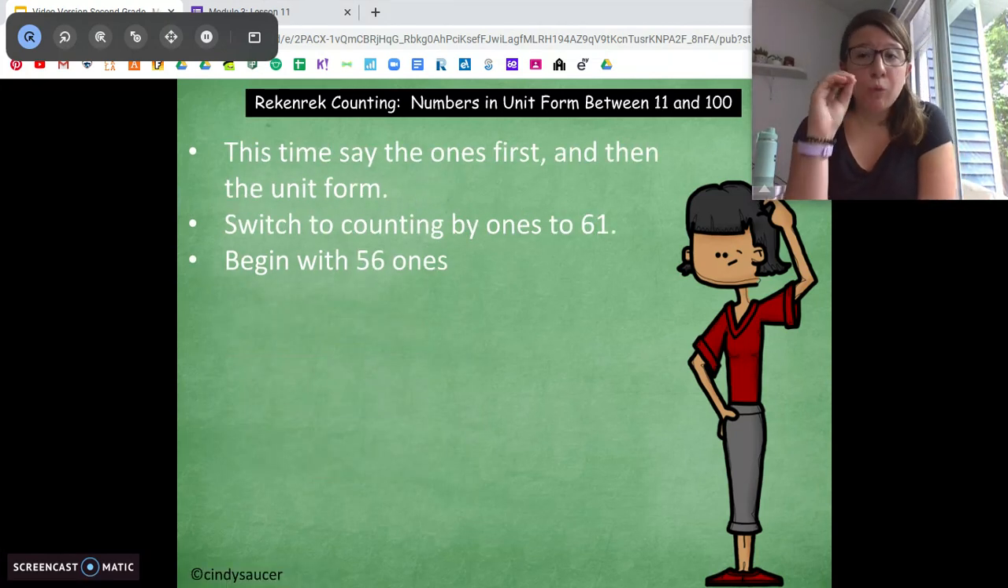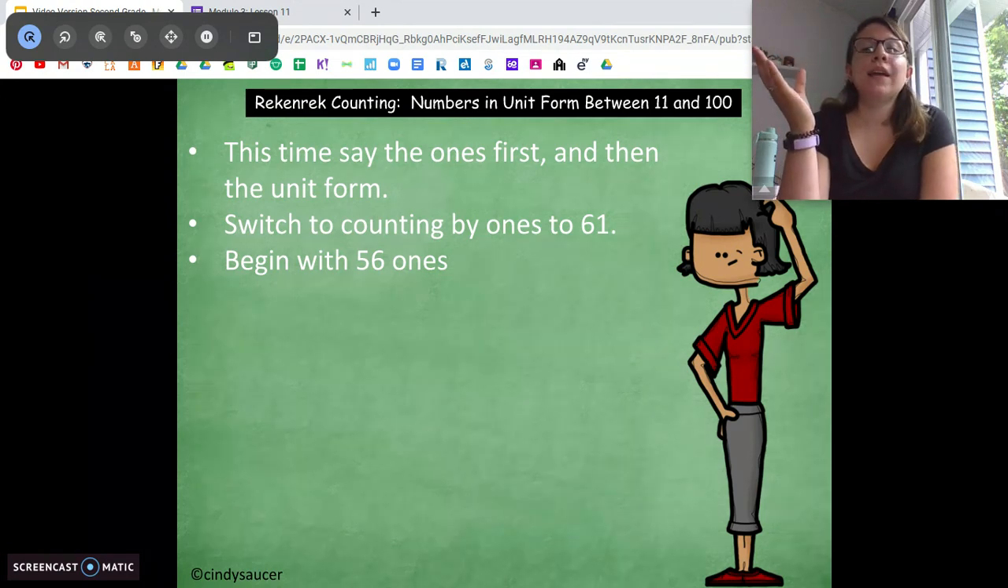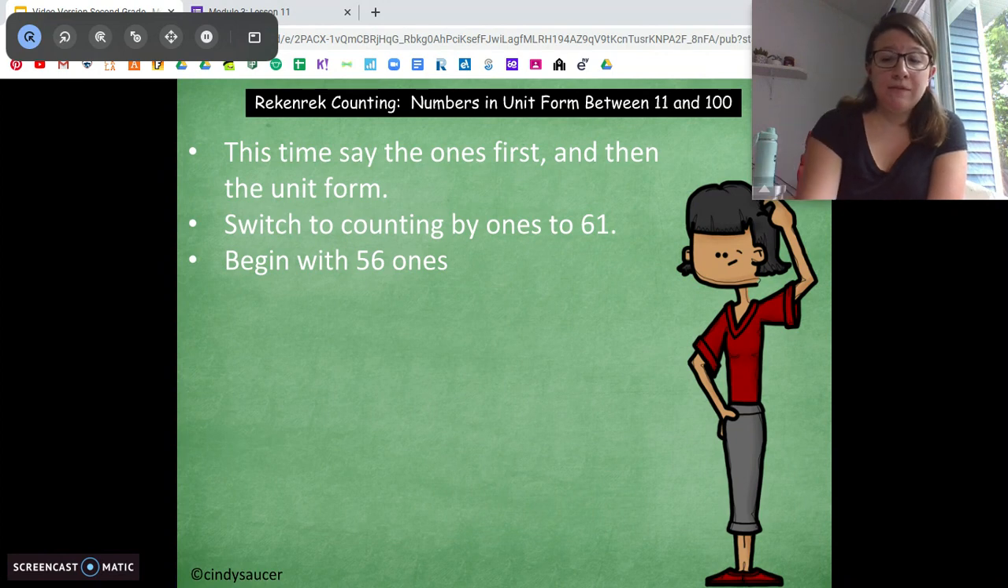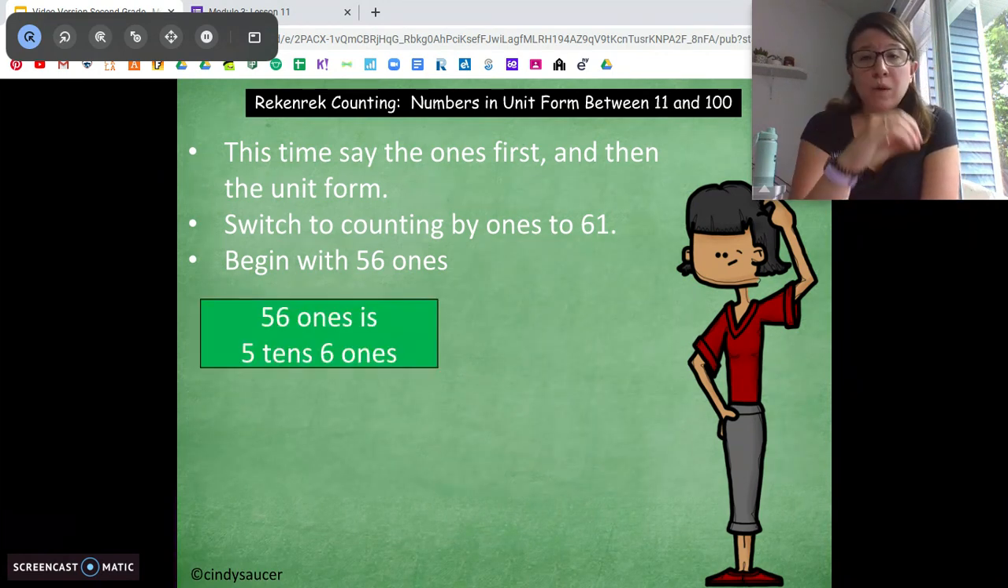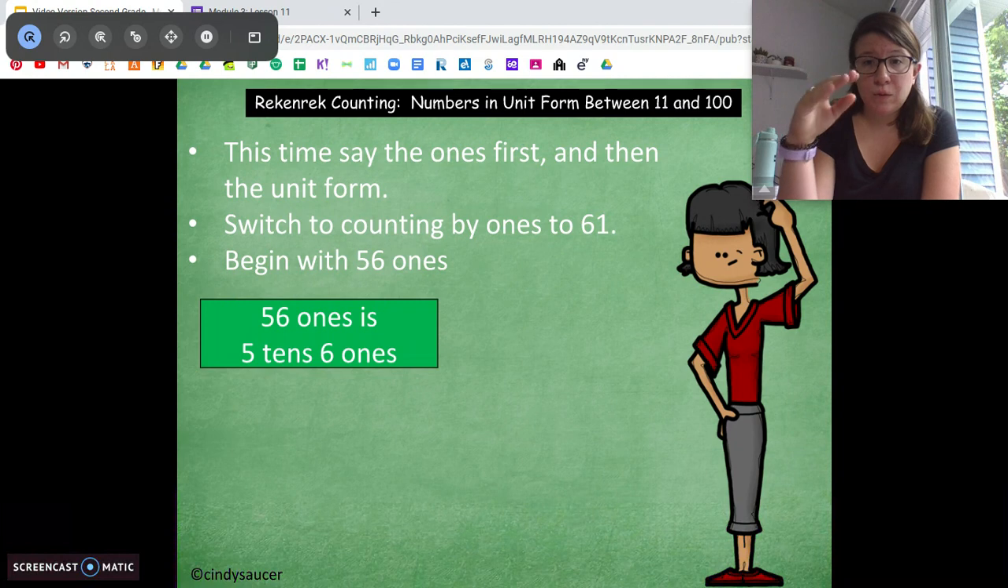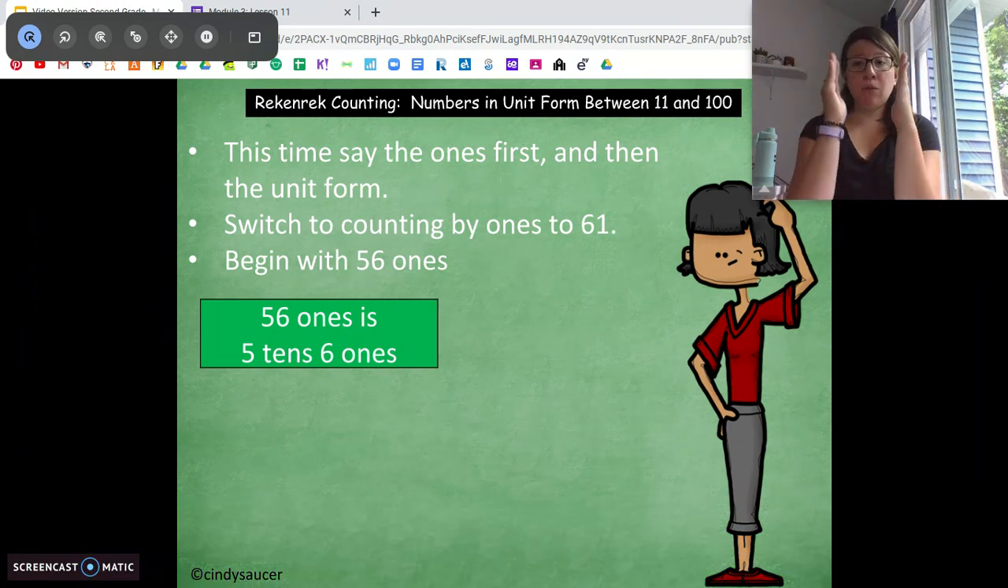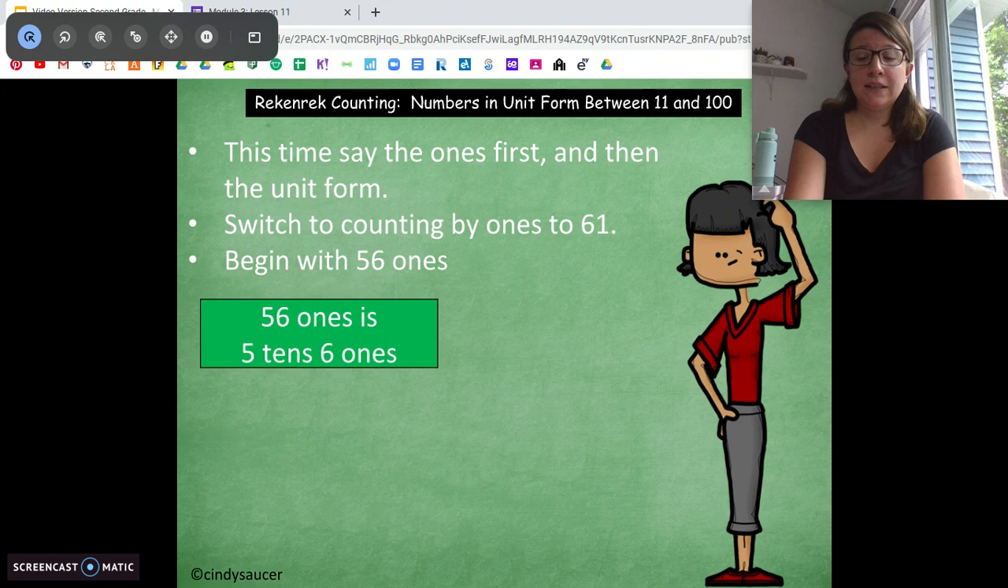All right, this time we're going to say the ones value first. So like the standard form of the number. And then we're going to count by ones to 61. So we're going to start with 56 ones. 56 ones is 5 tens, 6 ones. We're counting by ones, so our tens value isn't going to change, our ones value is. So 56 ones is 5 tens, 6 ones.